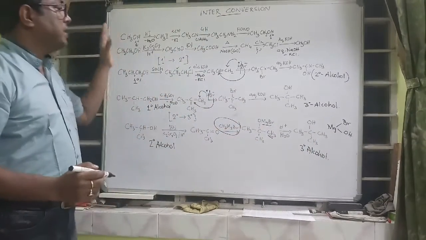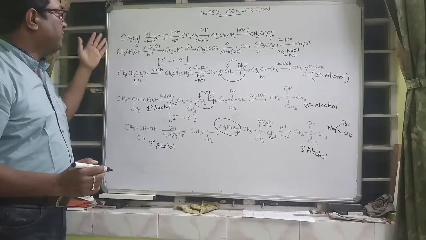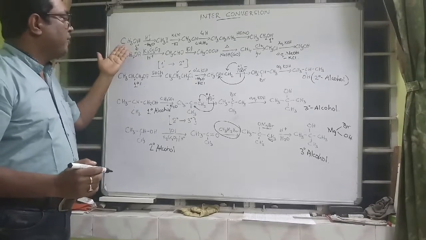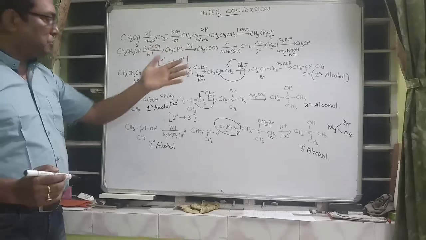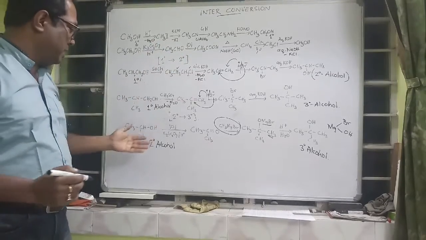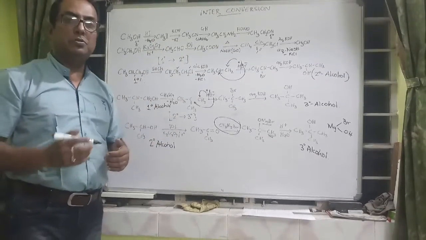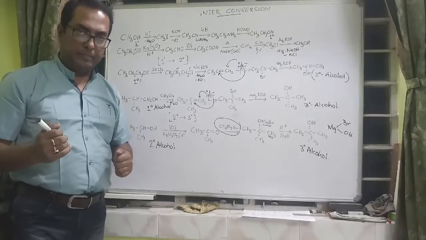So student, this is very important that you convert from methanol to ethanol, from ethanol to methanol, from 1 degree to 2 degree, from 1 degree to 3 degree, and 2 degree alcohol to 3 degree alcohol. So this is all about the interconversion.